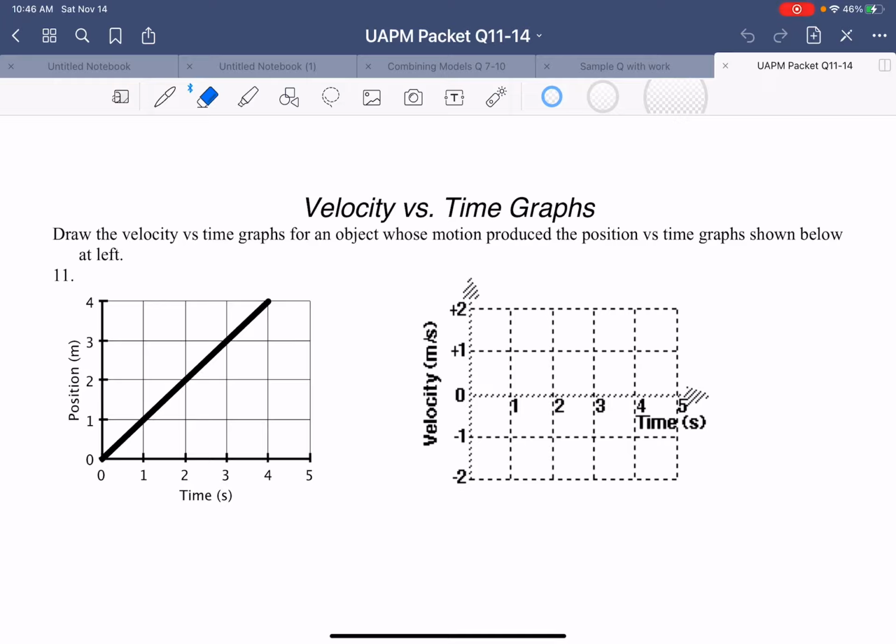And it's a beautiful sunny day, and I'm going to talk to you about velocity versus time graphs. This is your constant acceleration packet, and this is questions 11 through 14. So let's start with 11.